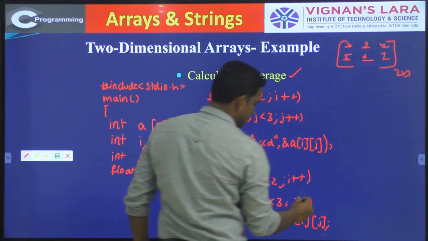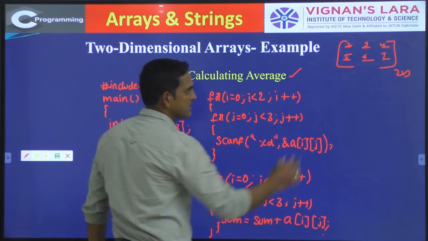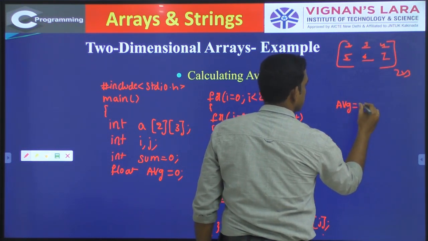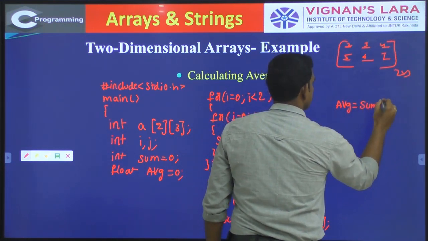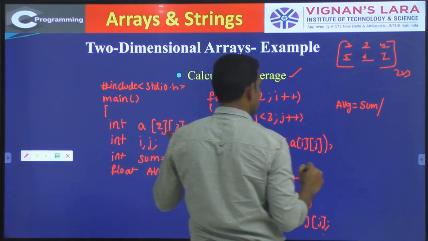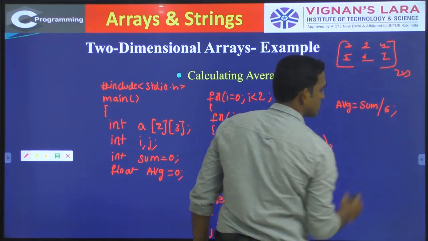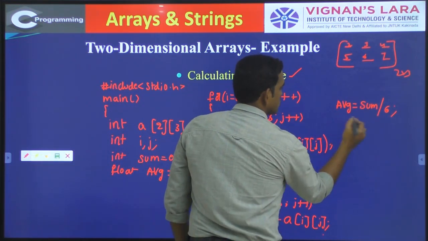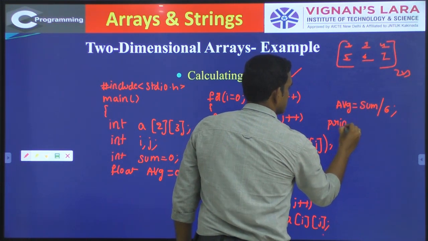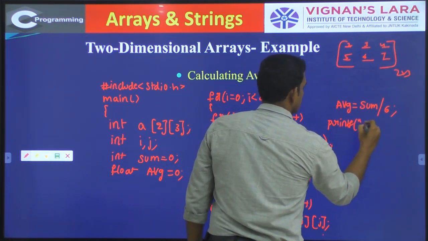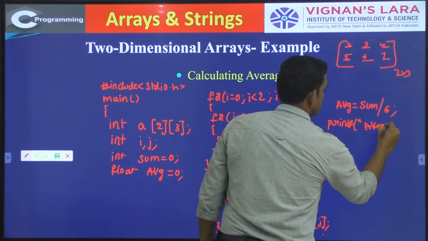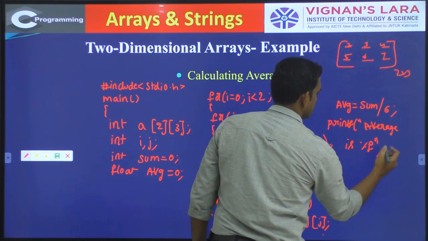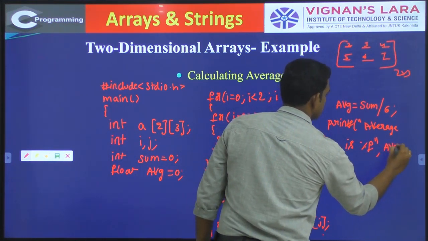Once you get the sum, you will have calculated the complete sum part here. After completing the sum, I have to calculate the average. That is sum divided by the total number of values, which here is 6, that is 2 by 3. You can multiply the rows and columns separately if you want. So that will be the average. So the average is printed with percentage f, it is avg.